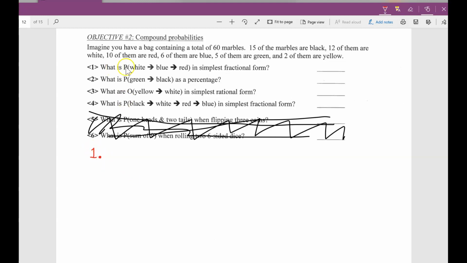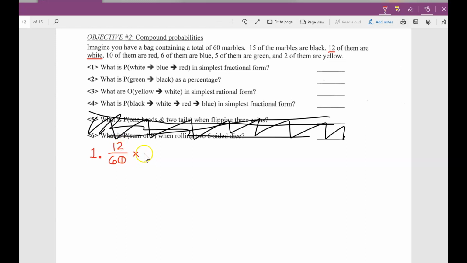So we want the probability of the exact sequence white, blue, red. So let's first find the probability of a white. Well, in our first draw, all 60 marbles are still in the bucket. How many of them are white? 12 of them are white. So we're going to put that as our first fraction.